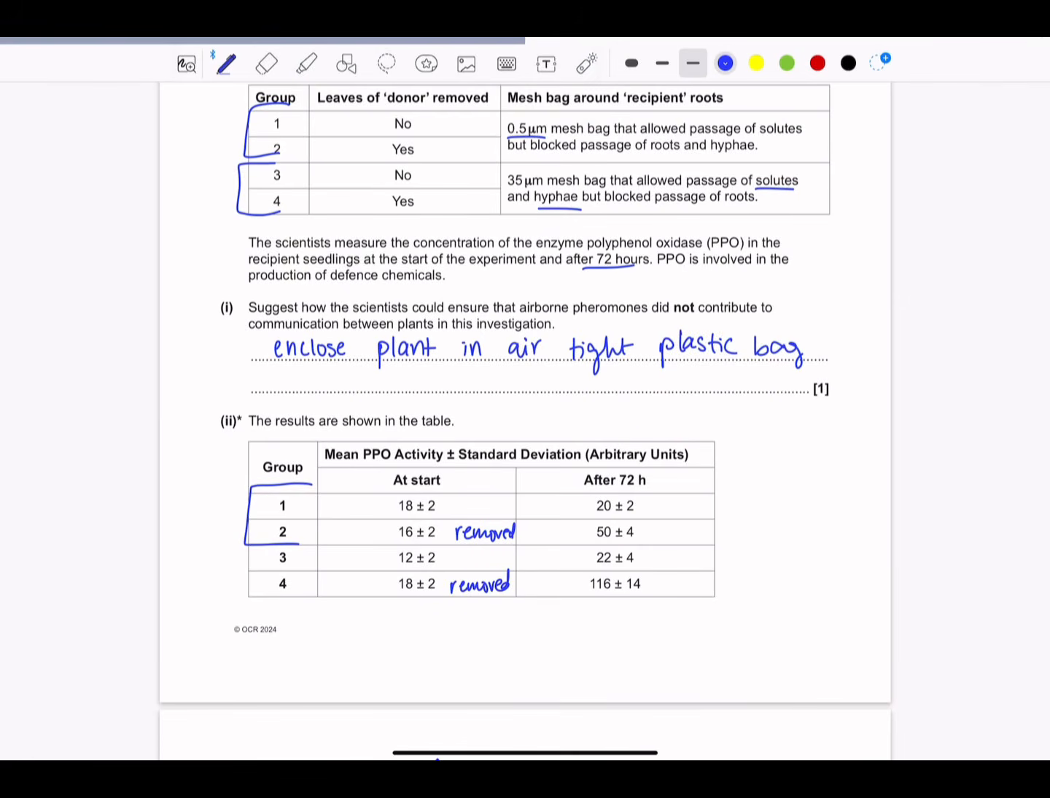Okay, so comparing groups 1 and 2, it looks like at the start the levels are pretty similar because the standard deviations overlap. And after the 72 hours, after the leaves have been removed, there's a greater increase in the PPO, which is the phenol oxidase stuff. So that shows us that removal of leaves did have an effect, so this correlates with the scientist's conclusion.